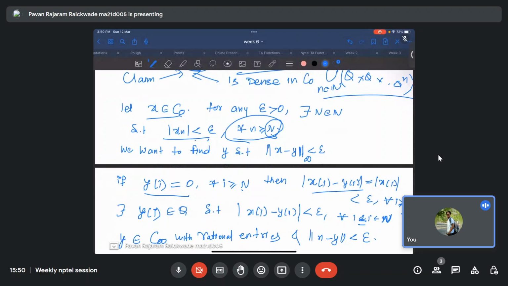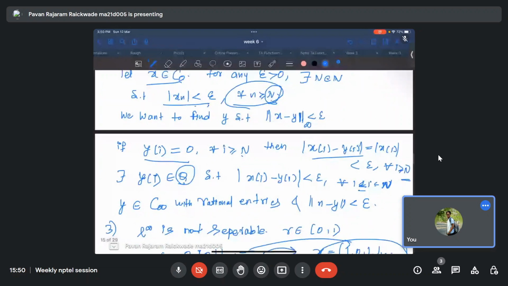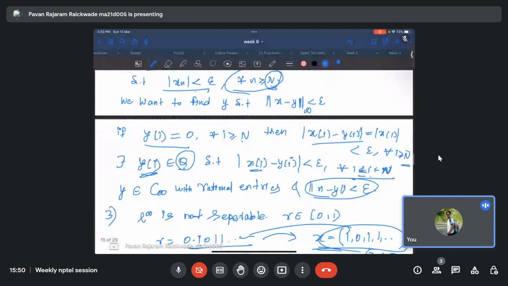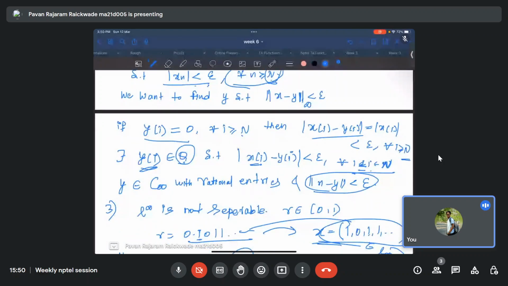Since the rational numbers are dense in the reals, I can get such y_i's for these x_i's such that the modulus of x_i minus y_i is less than epsilon for all i from 1 to N. There are just finitely many points, so for each x_i I find the closest rational number y_i, and then I define the whole y. That y is in the epsilon neighborhood of x, because for each i the modulus of x_i minus y_i is less than epsilon. So I'm done. The set we defined is countable as well as dense in c naught. Hence c naught is separable. I hope you understand this.